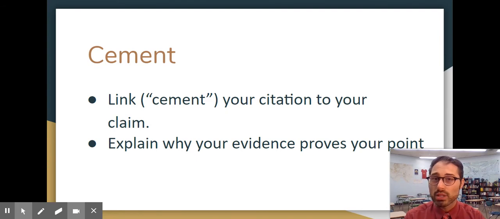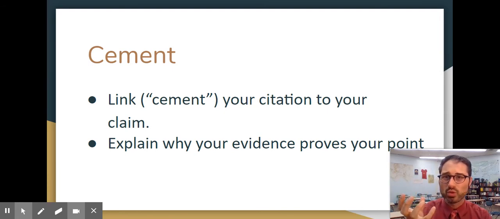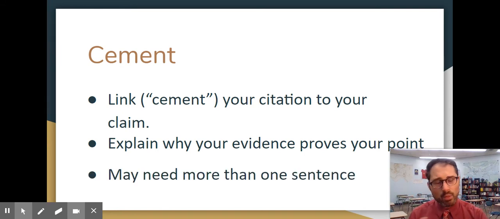This is taken from a book by a man named Alan Sitomer, who phrases these as claims, cites, and cements. They're not my and Mr. Worley's own ideas. We want to explain why your evidence proves your point. Why is that example from your story a good example? We might need more than one sentence to explain this.